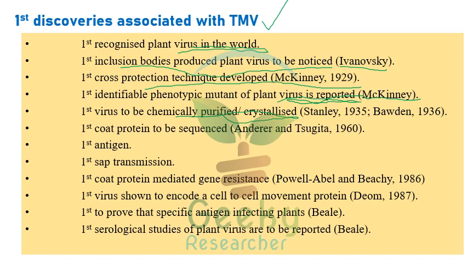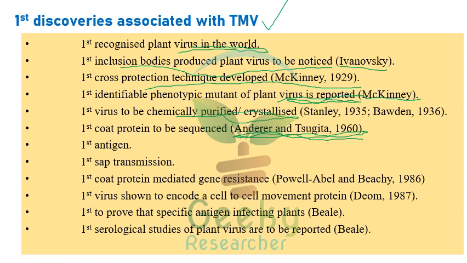Stanley, in tobacco mosaic virus. It is the first virus to be chemically purified, by Stanley in 1935. And when it comes to the first coat protein to be sequenced, that is the amino acids. The complete amino acid sequence was first published by Anderer and Suguta. They reported tobacco mosaic virus contains around 151 to 158, and finally they came to the conclusion that the tobacco mosaic virus contains 158 amino acids.